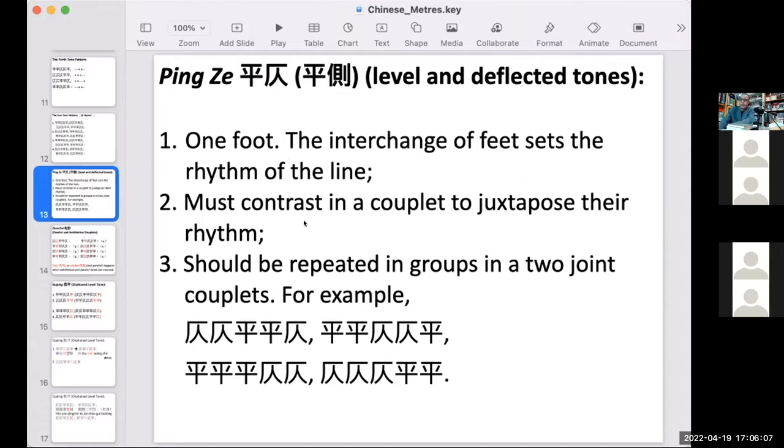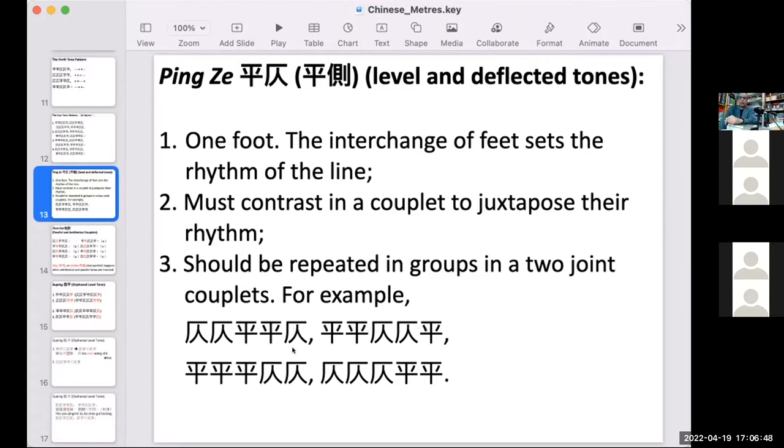Okay, and they must contrast each other in a couplet. Couplet meaning 2 lines. So the first 2 lines are 1 couplet. The third and the fourth are called the second couplet. This is the first couplet. This is the second couplet. In the first couplet, the lines should contrast each other. Okay, they should be variations. So here the first line starts with zi, zi, then the second line starts with ping, ping. And you can see this ends with zi, this one ends with ping.